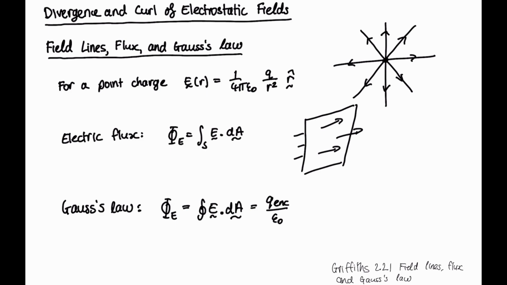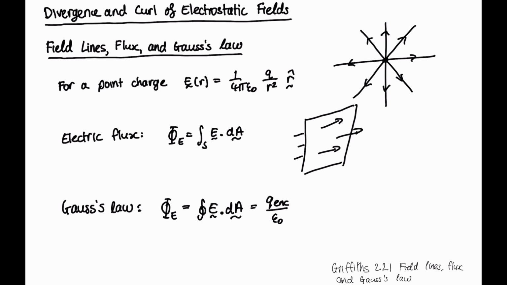Okay, so we're now going to move on to the vector calculus part of this course. We'll be looking at the divergence and curl of electrostatic fields. We'll start this by looking at field lines, flux, and Gauss's law, which is something that you've seen before in Physics 1b, but we'll be seeing how we can move from the way that we wrote it in Physics 1b onto the vector calculus way of writing it.